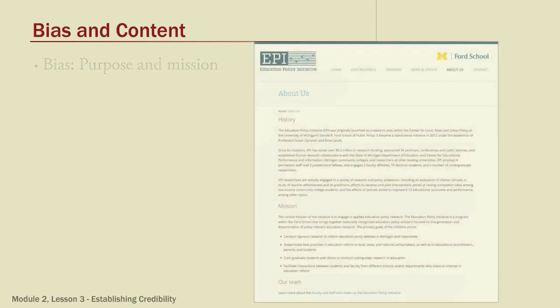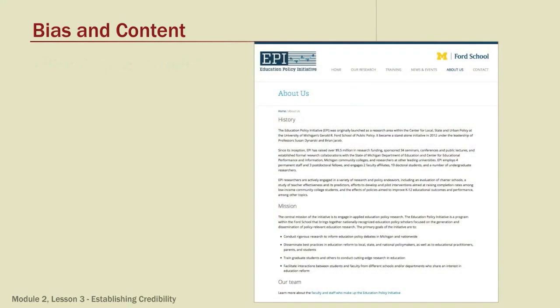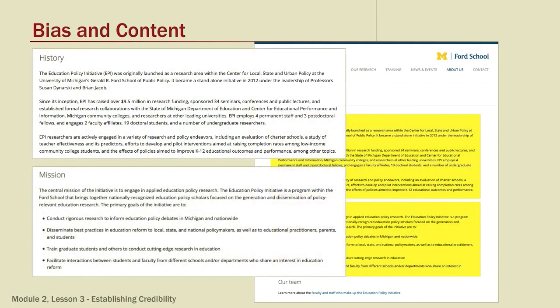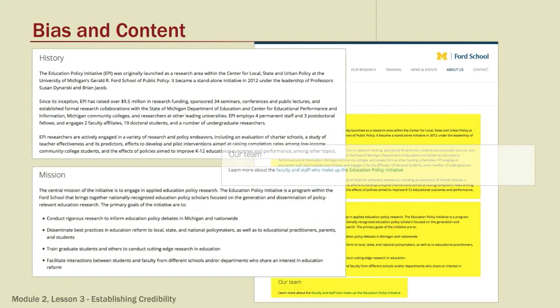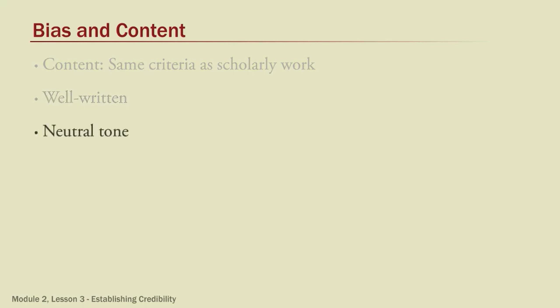Take a look at this example from the University of Michigan's Education Policy Initiative. The history and mission sections explain why this site exists and what it does. The links that follow provide additional information about the sponsoring institution and the people who create the content. Finally, content from a credible website should still meet your criteria for a scholarly work. It should be well written and error-free. It should use appropriate language and a neutral tone. It should cite sources to support its assertions.